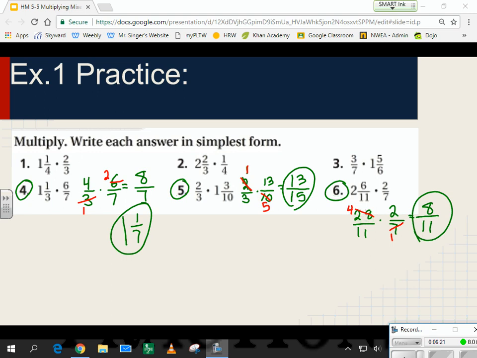For 5, I got 2/3 times 13/10. I cross-simplified 2 and 10 by dividing both by 2. I got 13/15. And for number 6, I changed 2 and 6/11 to 28/11 times 2/7. 2 and 11 I couldn't simplify, but I did know my multiples of 7. 7 and 28, you can divide both of those by 7, and that's how I was able to simplify that to get 8/11. If you got those right, give yourself a pat on the back.